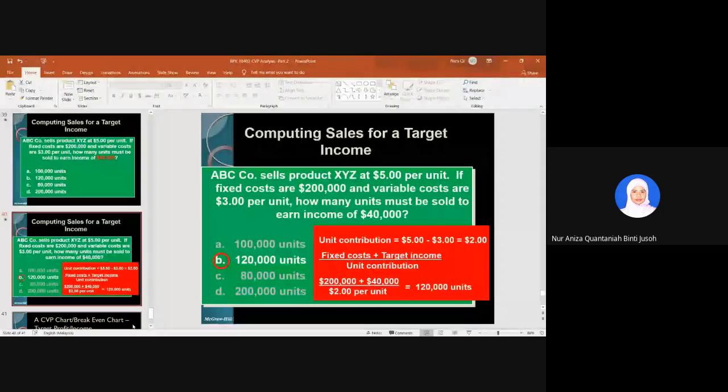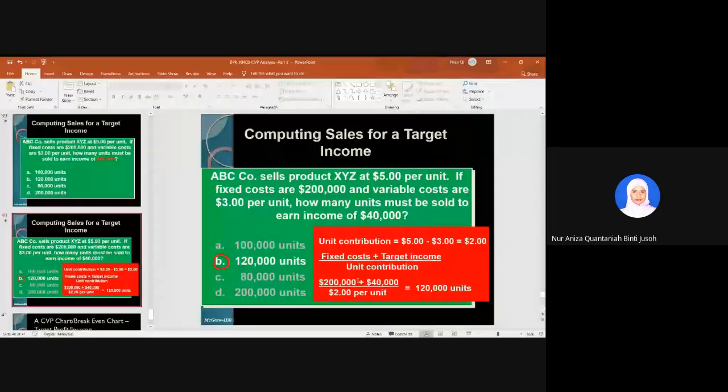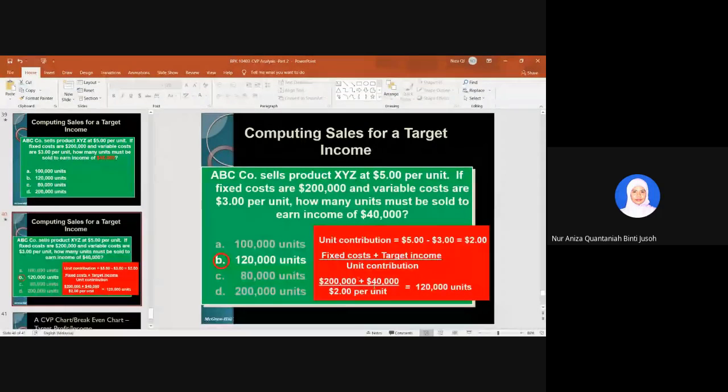Dia add another element, target income. So in the question, if you want to find in dollars, it's the same also. Only here, the contribution margin per unit will be replaced with the contribution margin ratio, if you want to find in terms of sales dollars. Sama saja, cuma tambah target income.